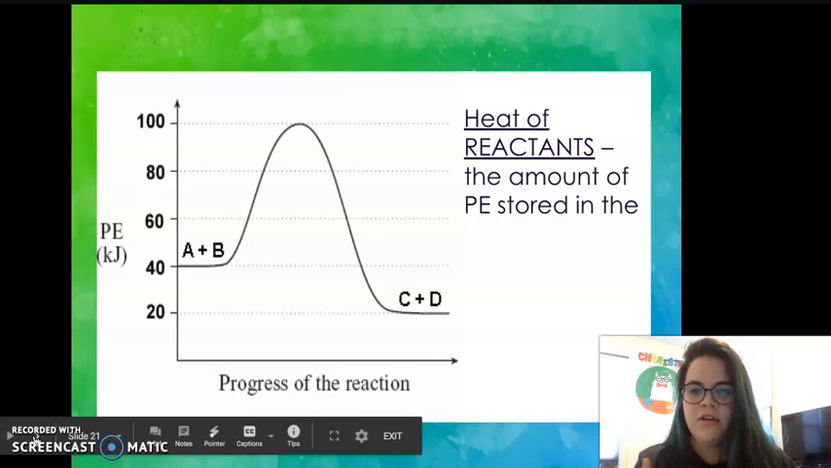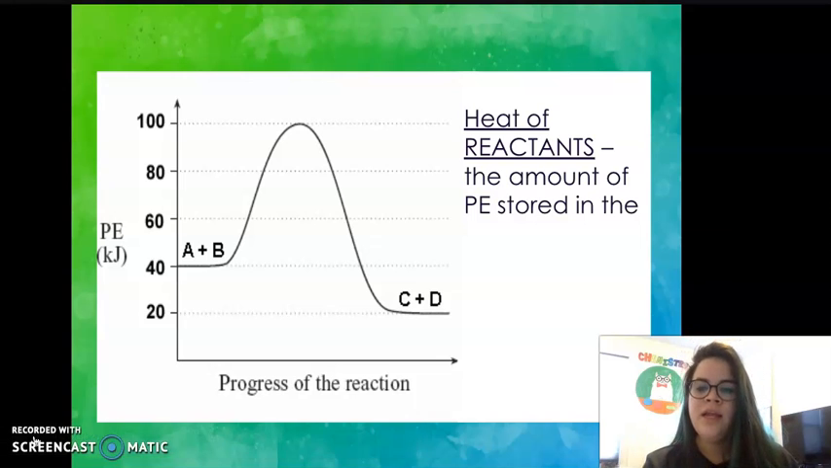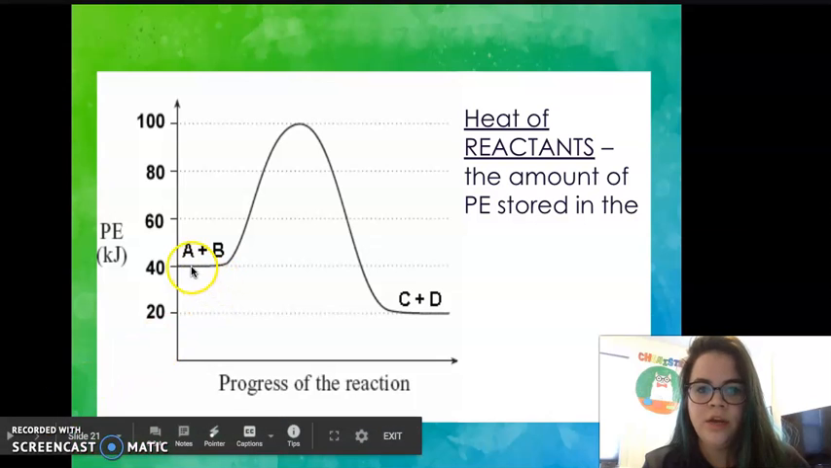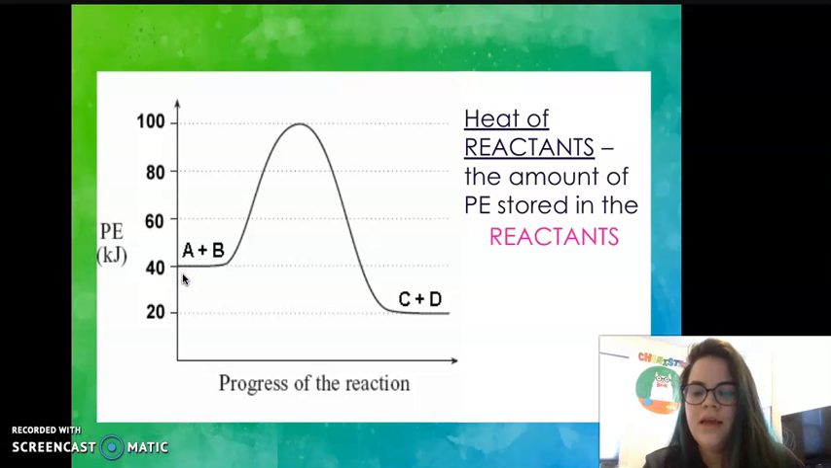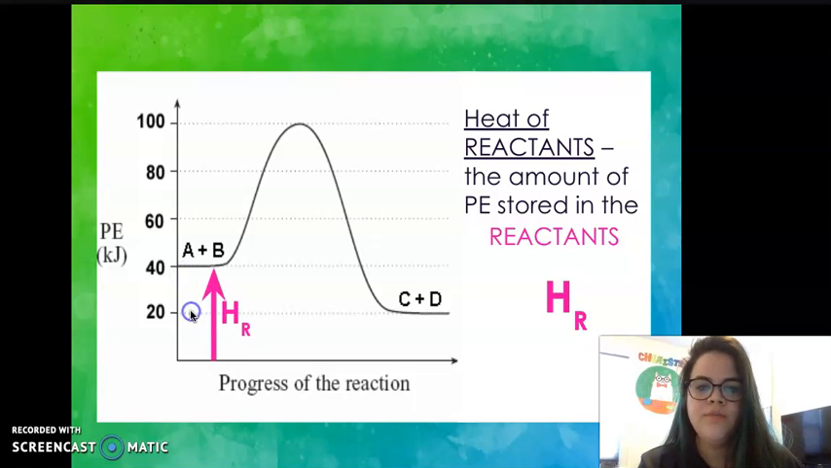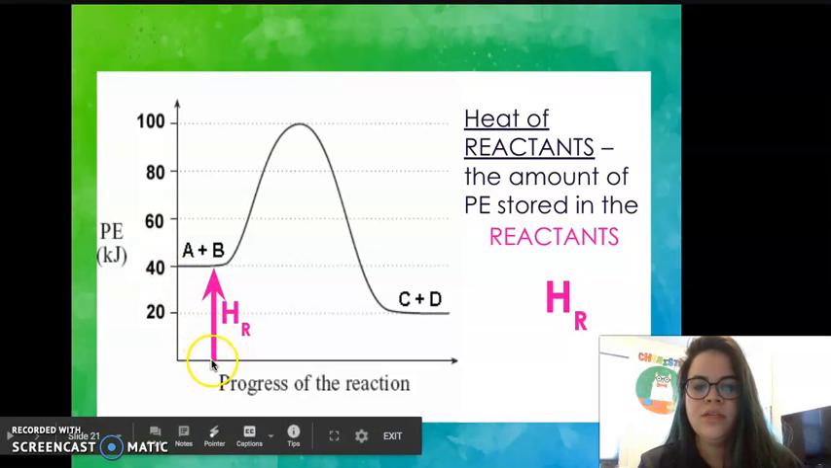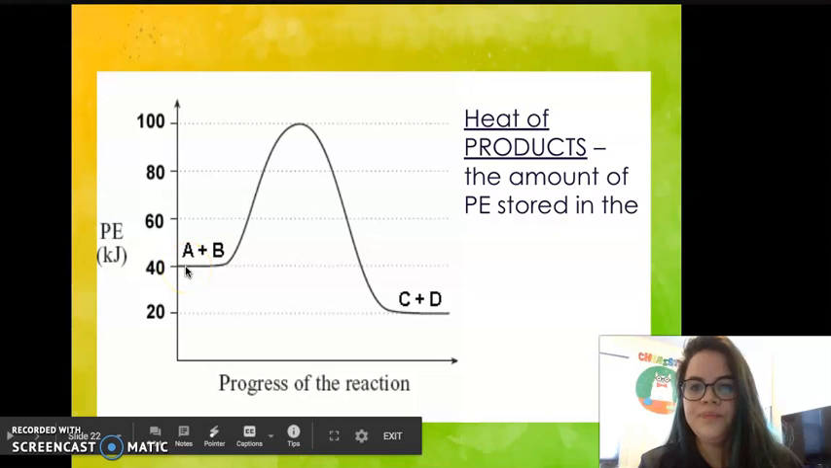So we are going to start off with our potential energy diagrams at the beginning of a reaction, and the stuff you have at the beginning is called the reactants. On our graph, that's going to be A plus B right here. This value is going to be known as the heat of reactants, or the amount of potential energy stored in the reactants. The symbol that is used to represent this, as shown in the video, is a capital H representing thermal energy, and then a capital R in the subscript position. So for this graph, the heat of reactants is going to be 40 kilojoules. It's going to be the distance from here up to the top.